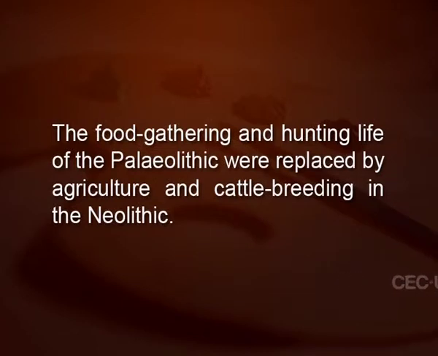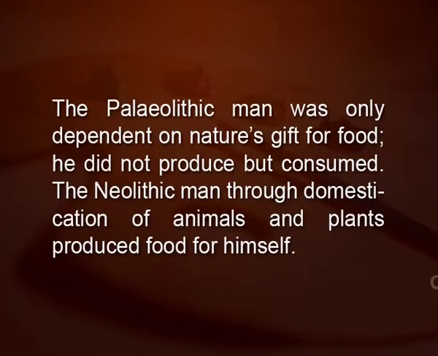The food gathering and hunting life of the Paleolithic were replaced by agriculture and cattle breeding in the Neolithic. The Paleolithic man was only dependent on nature's gift for food. He did not produce but consumed. The Neolithic man, through domestication of animals and plants, produced food for himself. It made him lead a settled and organized life.